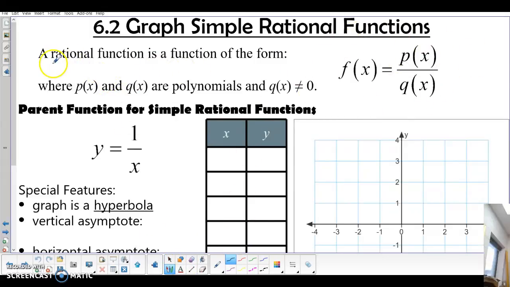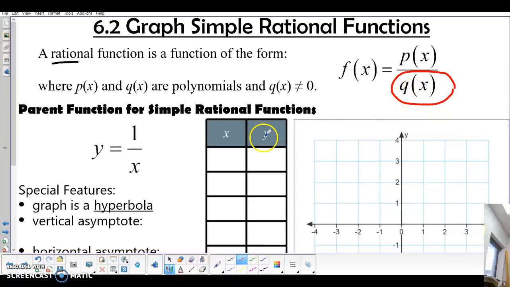The important thing is that the word rational, the root word is ratio, and ratio means fraction. So a function is a rational function if we've got a variable in the denominator of a fraction. So we're going to call it q of x, some polynomial denominator, p of x, some polynomial numerator. If we've got x's up here, that's fine too. The key is if there's x in the denominator, it's a rational function.